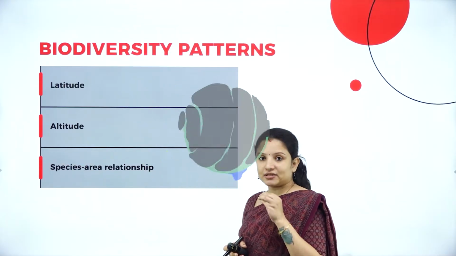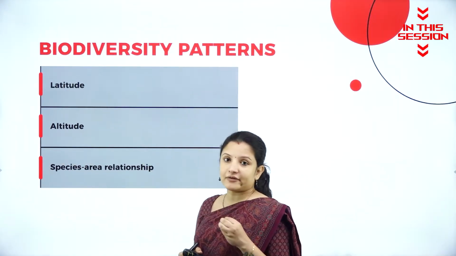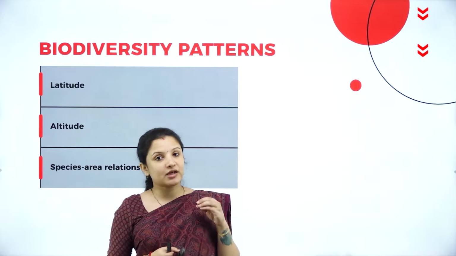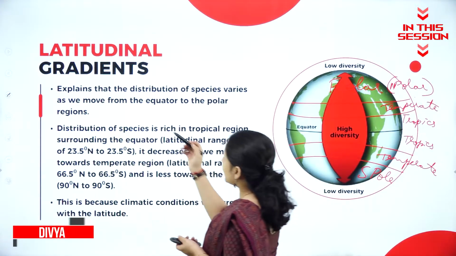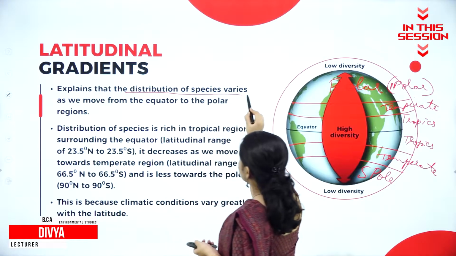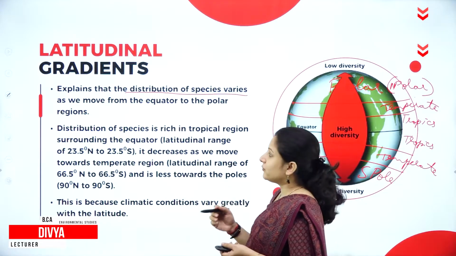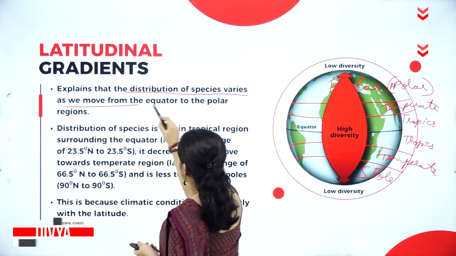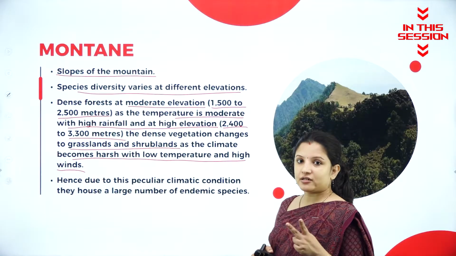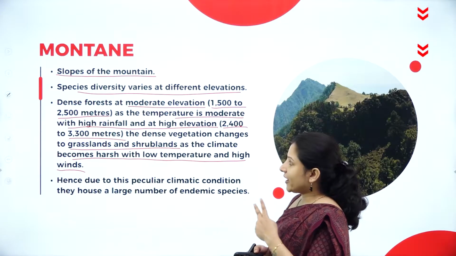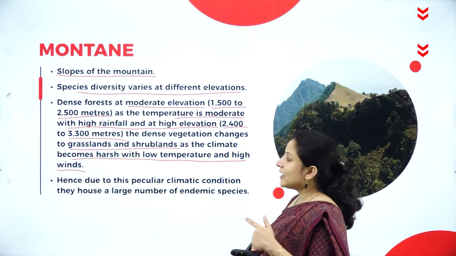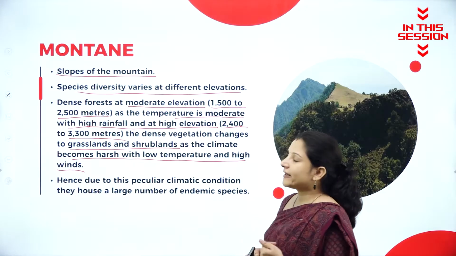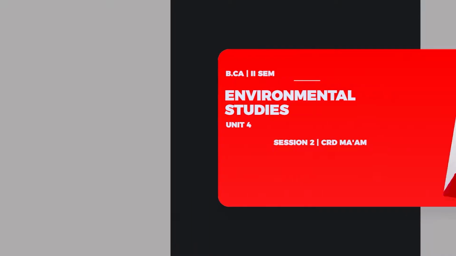So biodiversity pattern means how the biodiversity is distributed in a particular region. Latitudinal gradients explains that the distribution of species varies as we move from the equator to the polar region. Two types of vegetation we can find in the montane. That is, we can find dense forest at certain height, and at certain elevation we can find grasslands and shrublands.